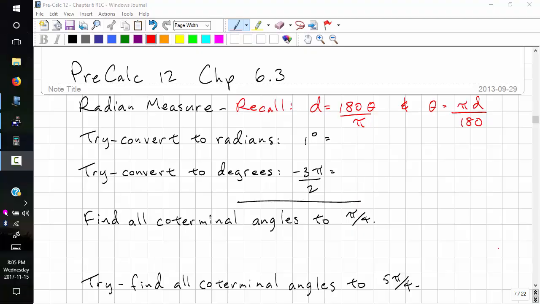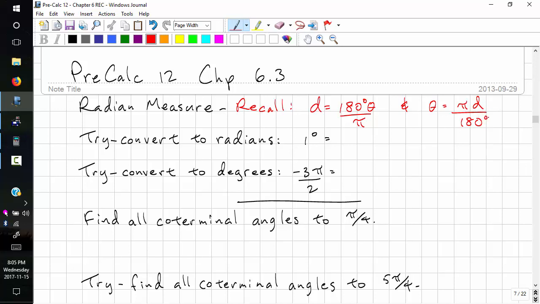This is PreCalculus 12, Chapter 6.3. We're going to be looking at the radian measure some more. Recall that the degrees equals 180 degrees times the radian measure divided by pi, and the radian measure is pi times the degree measure divided by 180 degrees.